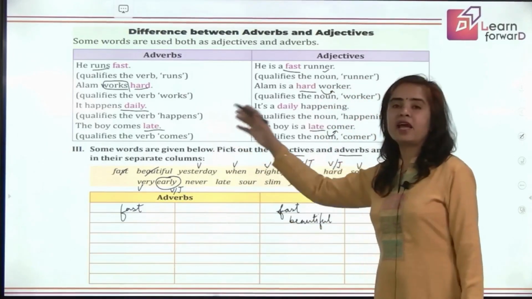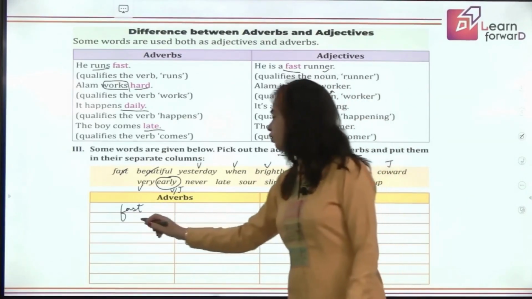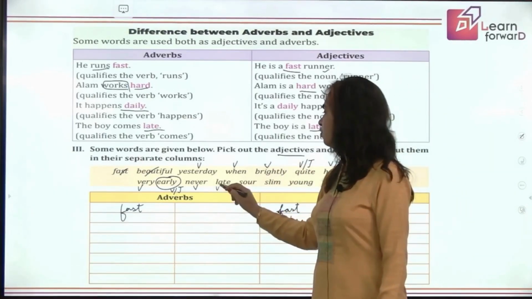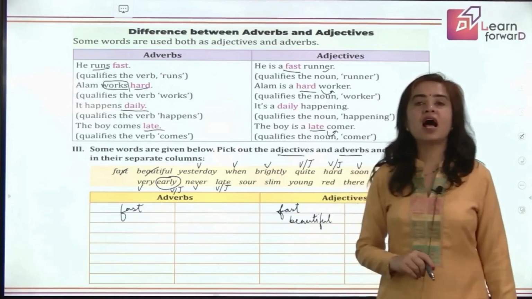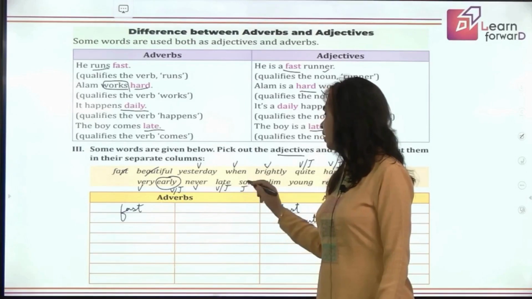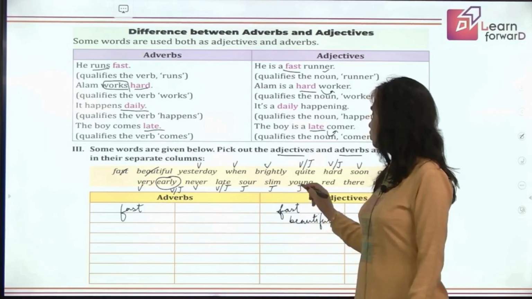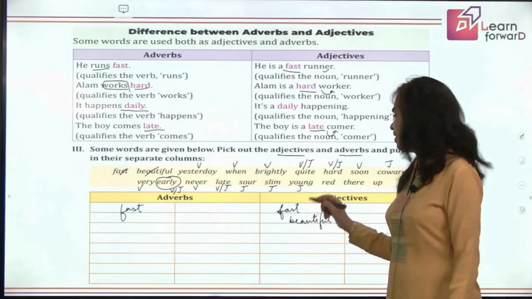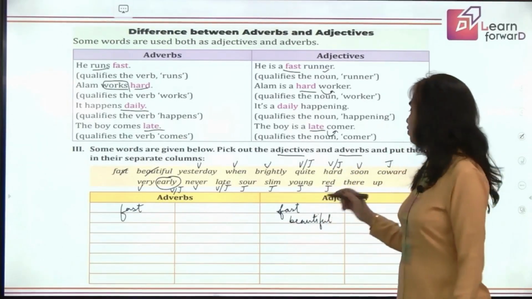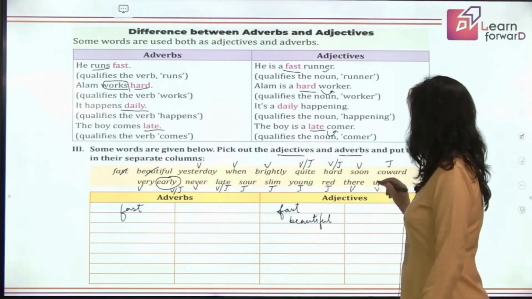Now, just like late can be an adverb as well as an adjective. Coming to the next, never. Adverb again, frequency. So this is an adverb. Late. Again, this is an adverb also and an adjective also. Sour. What about sour? That tells you about a noun. So this is an adjective. Slim. Perfect. That is also an adjective. Very good. Then red. Yes, again an adjective. There. What is there? It is the adverb of place, right? And up, that is again an adverb of place.